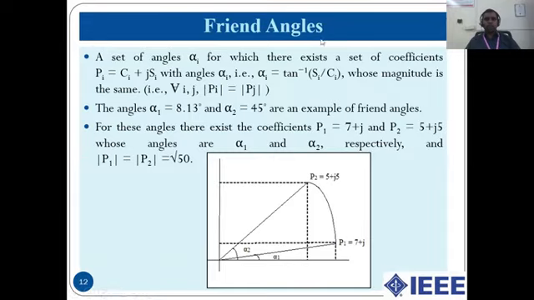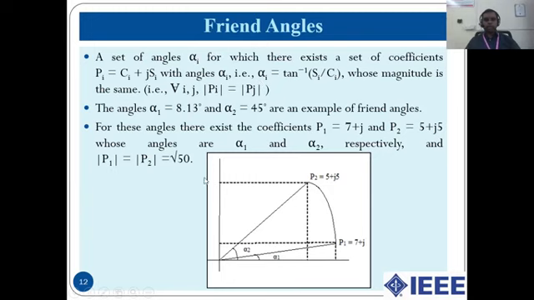The first one is the friend angles, a set of angles alpha i for which there exists a set of coefficients pi equal to ci plus j into si with angles of alpha i whose magnitudes are the same. Generally, the magnitudes of pi and pj are going to be the same, however that alpha i is going to be a little bit different.